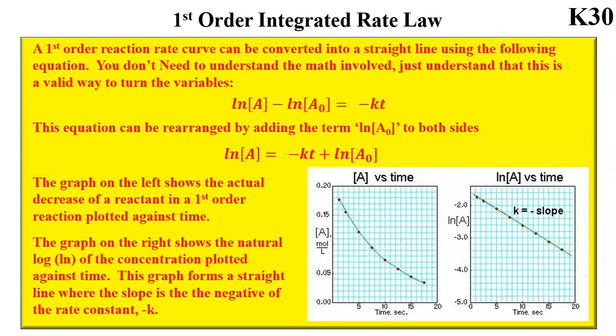The graph on the right shows the natural log, that's ln, of the concentration plotted against time. So instead of the concentration of A against time, it's the natural log of A plotted against time. Look at the axes on the two graphs and see how they differ. This graph forms a straight line where the slope is the negative of the rate constant k. So here you see one of the advantages of using natural logs, because it turns that curve on the left into a straight line. It's much easier to work with straight lines, and we know that straight line has a slope that is the negative of the rate constant. So if we can make that plot, then we know what our rate constant is for this equation.